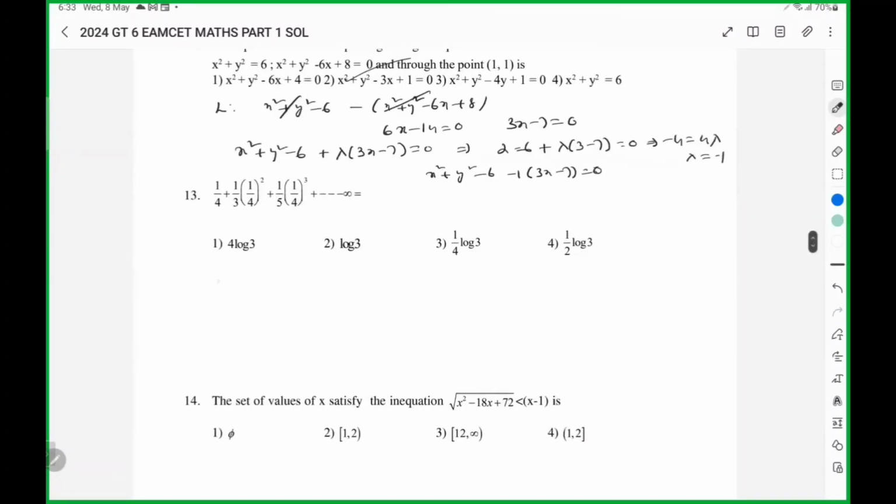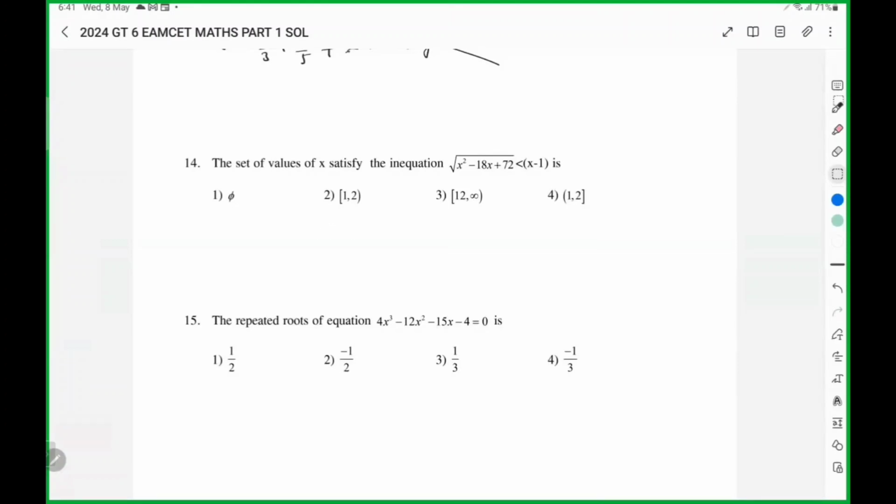Here you have to compare with a standard format. So it is not there in the syllabus. x square by 3, x cube by 5. So it is in fact the log of 1 plus x expansion.